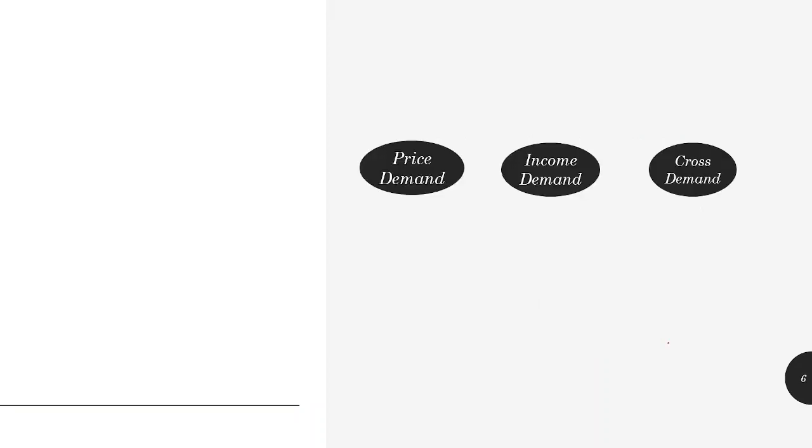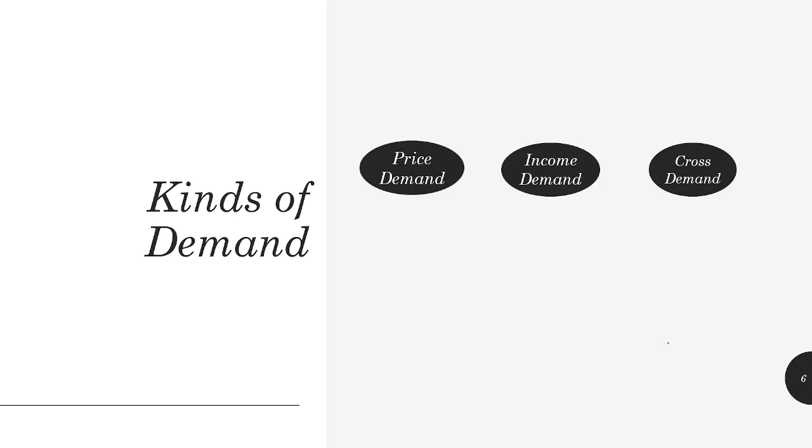Now a very important topic, that is kinds of demand. There are three kinds of demand. First is price demand, then comes income demand, then comes cross demand. And these we study by keeping one factor only at a time, and then we see how much quantity is needed. So in price demand we take price, in income demand we take income, and in cross demand we consider other commodities.